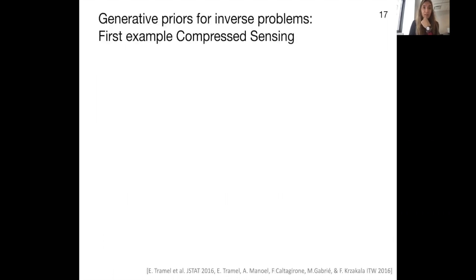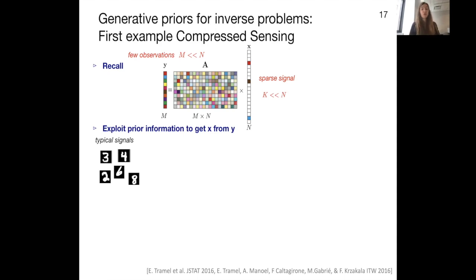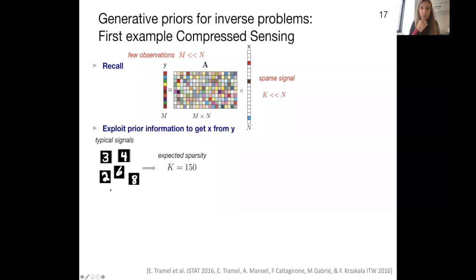Well, we can go back to the example of compressed sensing. Recall that we have y, a vector of observations that corresponds to the multiplication of x with a measurement matrix A. We have very few observations compared to the size of the signal, but the signal is assumed sparse. And here A you can think of as being Gaussian i.i.d. Then if we want to exploit prior information to get x from observations y, if we have access to typical samples, for example, we can compute the expected sparsity. For the MNIST dataset, it's 150.